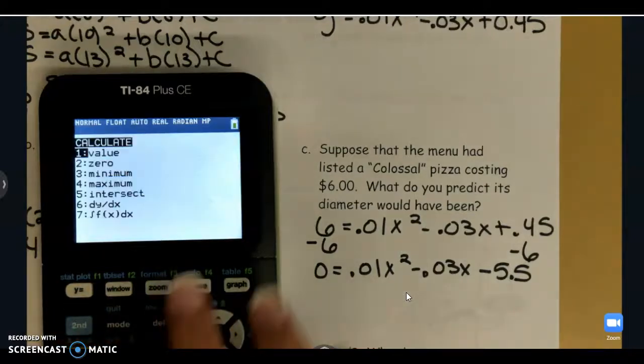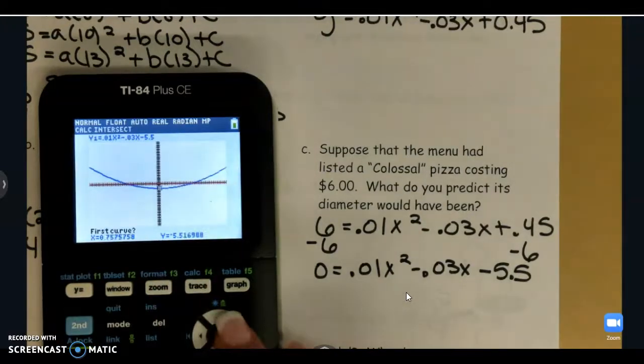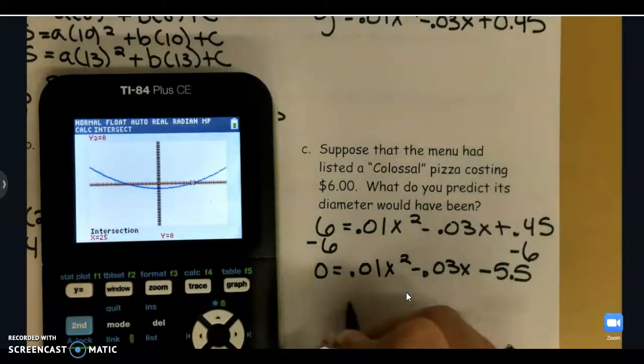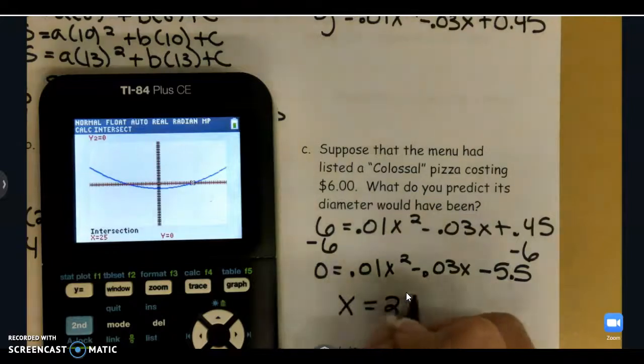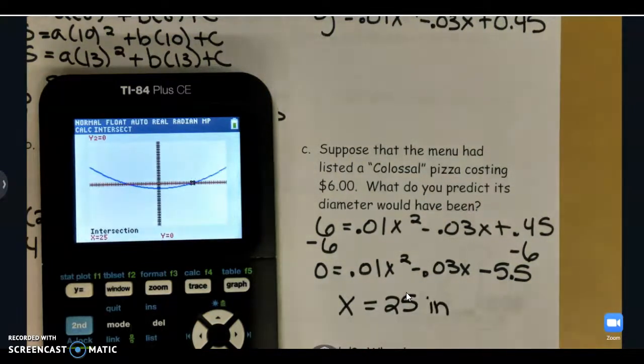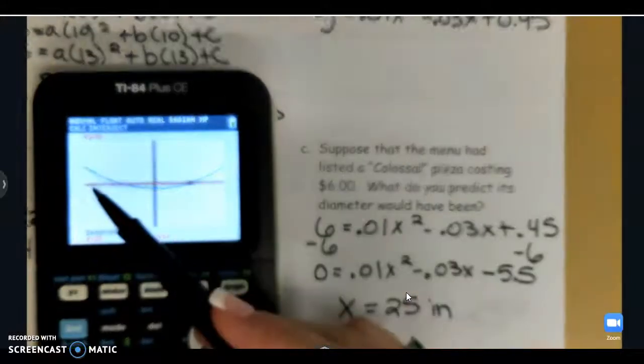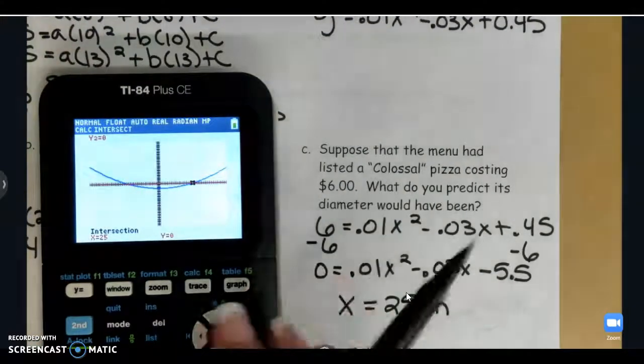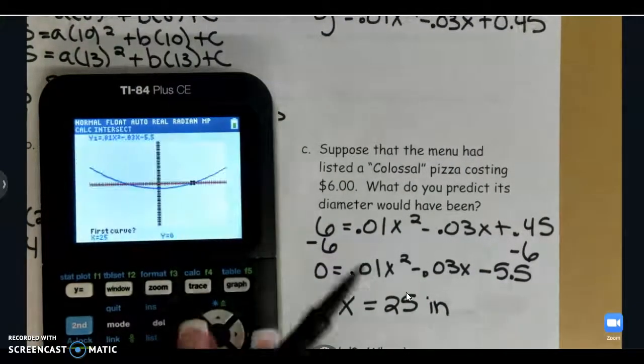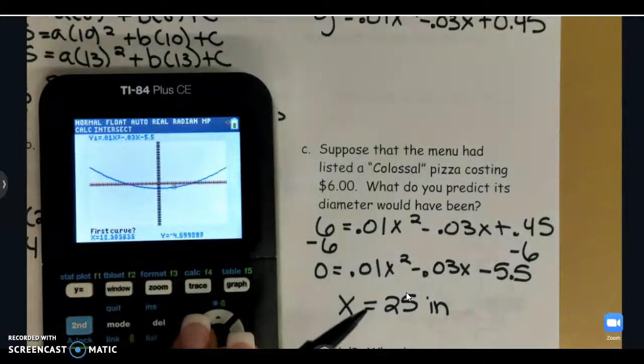So we're going to go to second calc, intersect, arrow over, enter, enter, enter. And that's at about 25. So x is about 25. So a 25-inch pizza would cost about $6. Now, notice we do have a second intersection over here on the left. So if I calculate that, I'm going to arrow over.